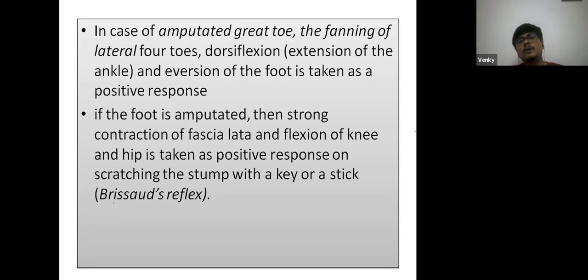Okay. So in an amputated great toe, if there is fanning of the lateral toes with dorsiflexion and eversion of the foot, it can be considered a positive response. For example, if the foot is also amputated, then you have to look for tensor fascia lata contraction. Okay.